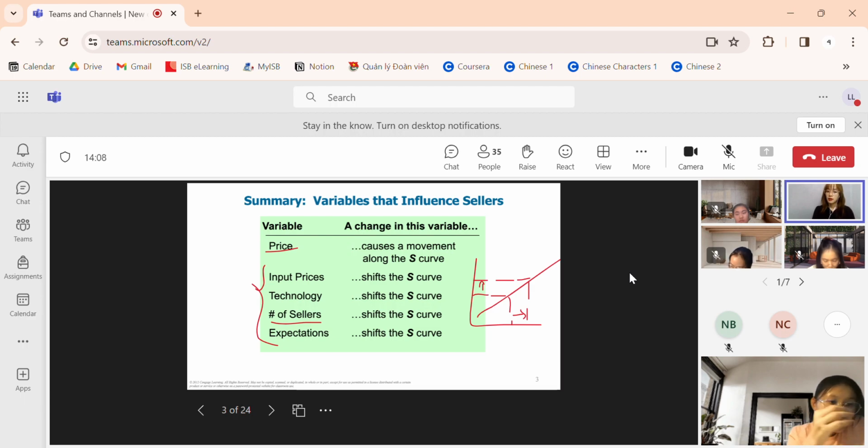Okay, you can also give your own example, right? Maybe I will call one of you to give me your own example about this variable. How can it influence the supply of some products? Anyone would like to share your own example for the supply? Whatever example you have. Anyone, please? All right.